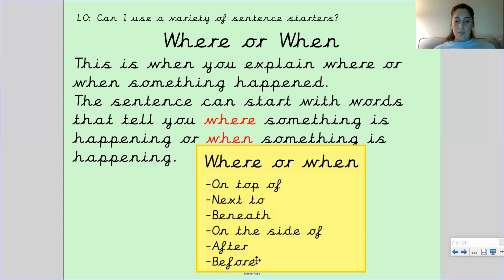After, before, that tell us when something is happening or when something happened. So these are some examples. You can think of many more, I'm sure.